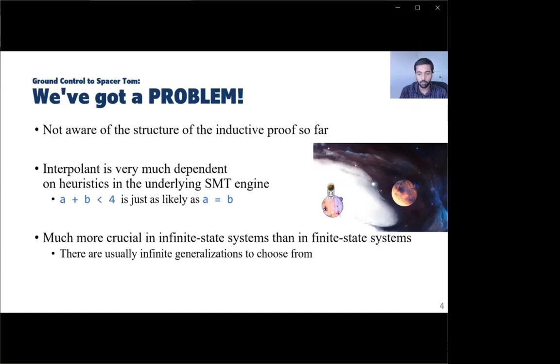However, given a different program or a different property, it could be the case that the lemma a plus b less than 4 is better than the lemma a equal to b. The point here is that it is impossible for the interpolation algorithm to understand which lemma to learn in which context. So this problem is much more crucial in infinite state systems than in finite state systems, because it is very well possible that in an infinite state system, you learn multiple bad lemmas and you diverge. However, in a finite state system, since there are only a finite number of interpolants to choose from, you will eventually converge.